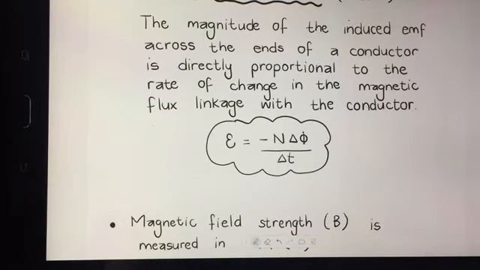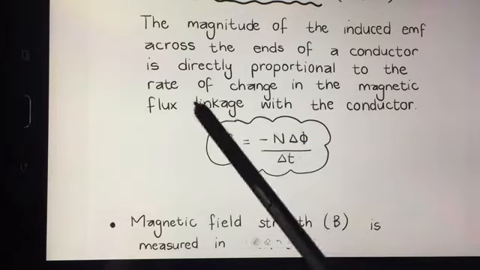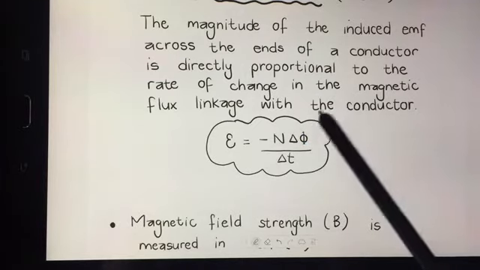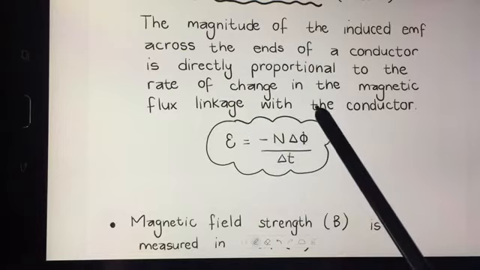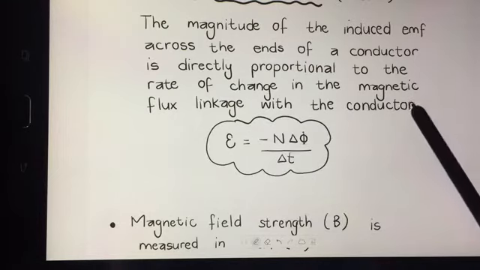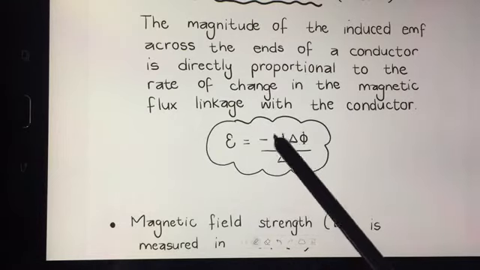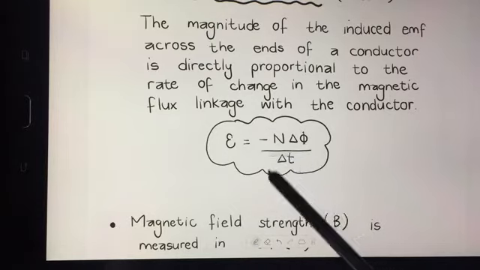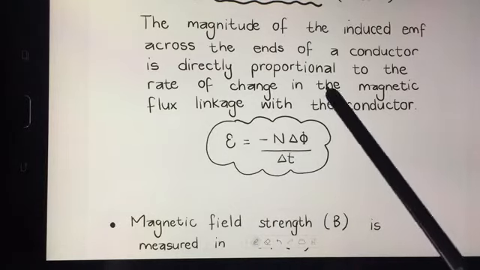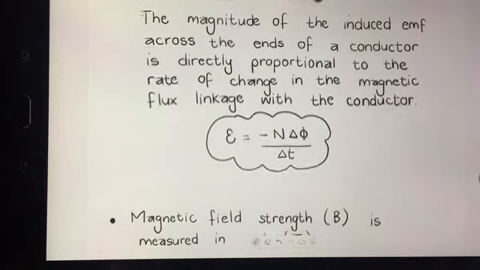All I want to look at now is this part here where we say that the magnitude of the induced EMF is directly proportional to the rate of change of magnetic flux. Rate of change, we all know, will be divided by time. But this magnetic flux is what I would like for us to look at.